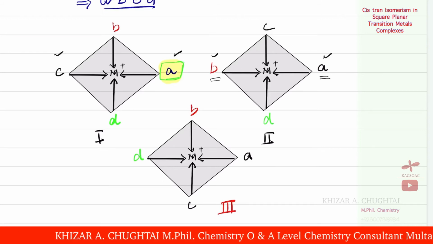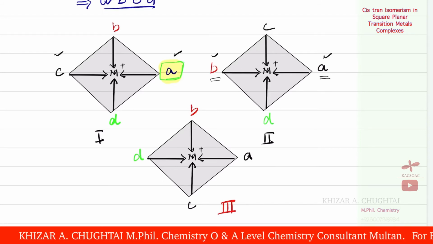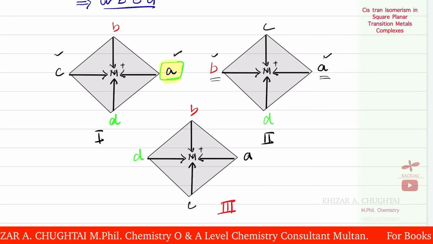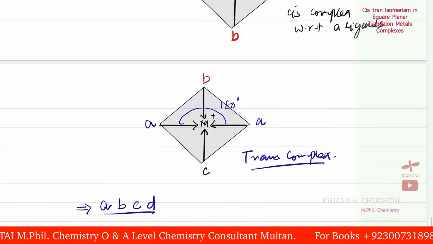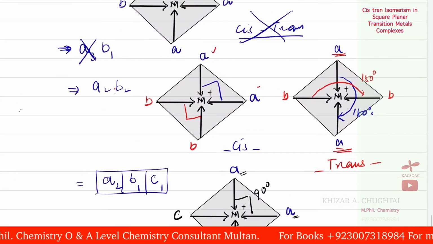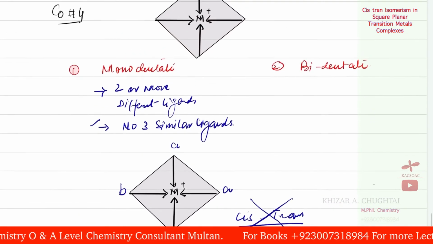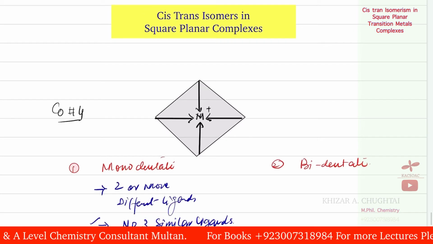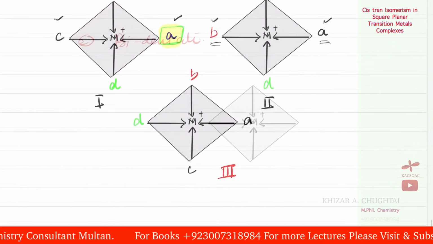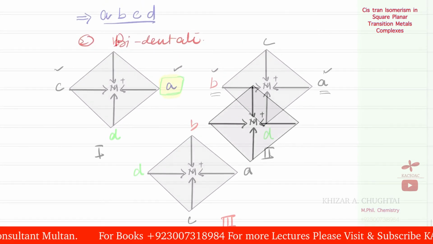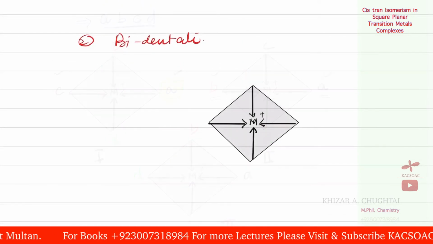No one is simply cis, no one is simply trans, but there are three different possible structures. This is all about monodentate ligands: different square planar complexes can show cis-trans isomerism, and here are all the possibilities. Now let's come to the case of bidentate ligands.